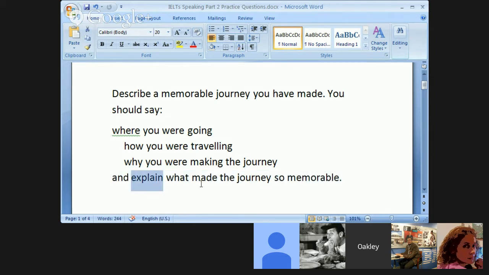Explain what made the journey so memorable. Talking about why something is memorable, we're going to be looking at abstract adjectives, no doubt. So this gives you the chance to use abstract adjectives to talk about your feelings, and of course, adverb and adjective combinations. This is actually an essential part of this question.